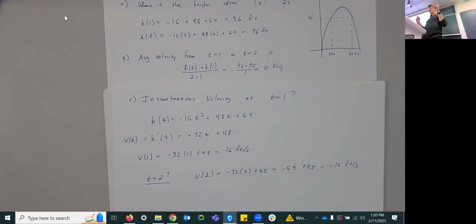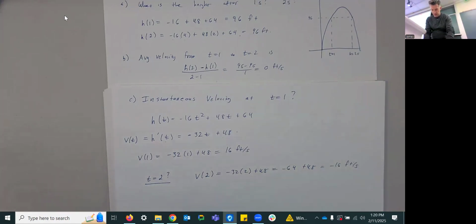At both of these moments in time, the rock has the same speed. The speed going up is 16 feet per second. The speed going down is also 16 feet per second. The velocity is the speed paired with the direction. It's like a vector. So the velocity at 1 second is positive 16 feet per second. At 2 seconds it is negative 16 feet per second. Cool. What else do we like to ask here?